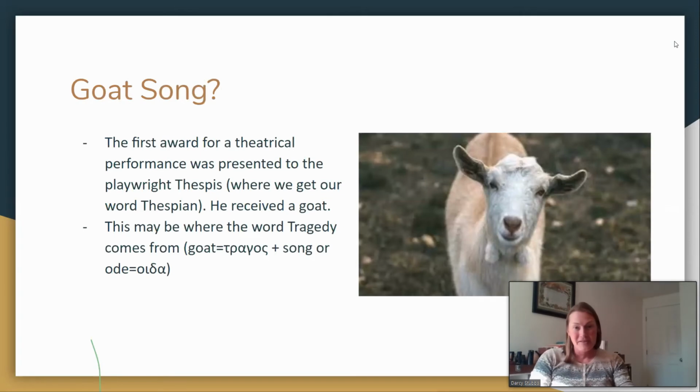So the first award for a theatrical performance was presented to this guy named Thespis, and he's where we get our word thespian for actor, and his prize was a goat. So maybe, nobody is really sure where the word tragedy comes from, but there's some speculation that it comes from the word goat, which in ancient Greece is tragos, and song or ode, which is oida. So goat song, basically.